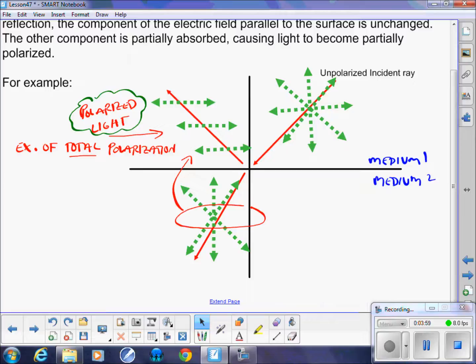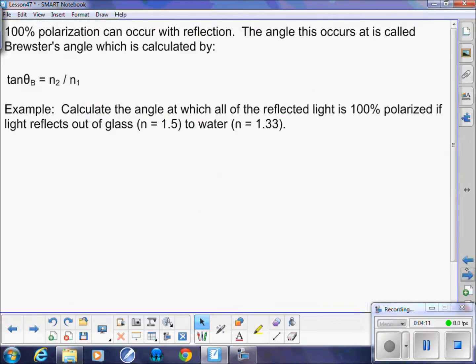So that's what's happening when you have that glare coming off of water, off snow, anything that has that shiny surface, or off glass of oncoming traffic. All right, so how do you determine when that occurs? 100% polarization by reflection occurs when we have something called Brewster's angle. Brewster's angle is calculated by tan theta equals N2 over N1. And remember, N is your index of refraction.